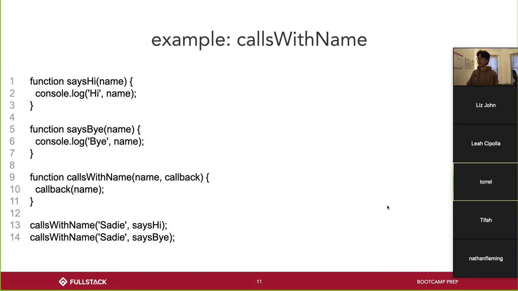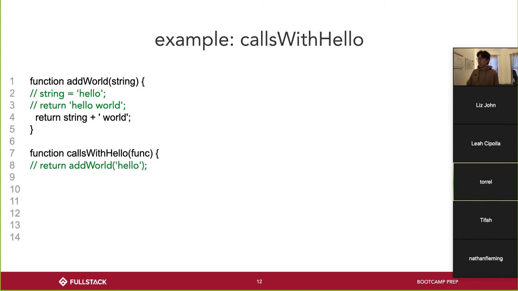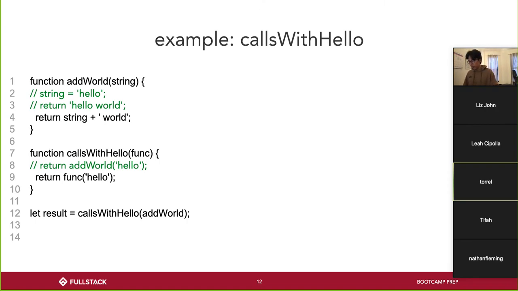Pressing onwards here. Let's try this guy. What is result? If I logged result, what would that log to the console? So you got to do a bit of following the path.